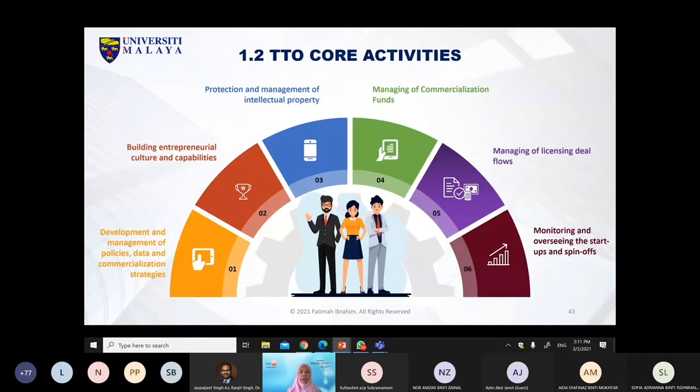So what actually are the technology transfer office's core activities? The activities range from number 1 to number 6. You can see that it's a spectrum. It starts with the development and management of the IP policy and commercialization strategy, and then you start building your IP document, your book, your blueprint, and then building the entrepreneurship culture and capabilities, and then doing your IP protection and management, and then managing the commercialization fund, trying to commercialize, and then managing the licensing deals and negotiation, and monitoring and overseeing the startups and spin-offs.